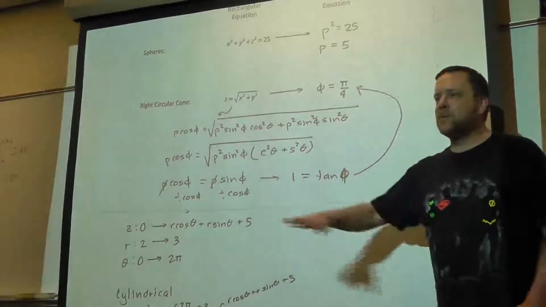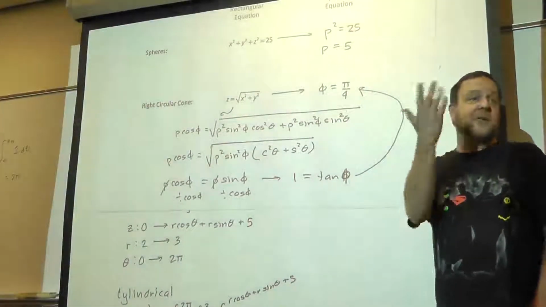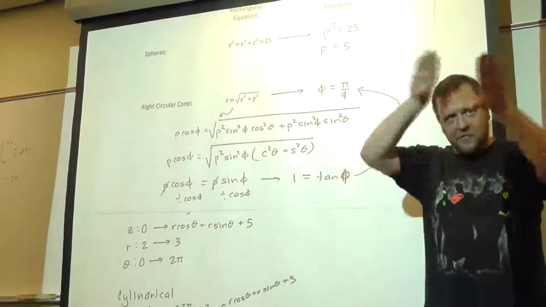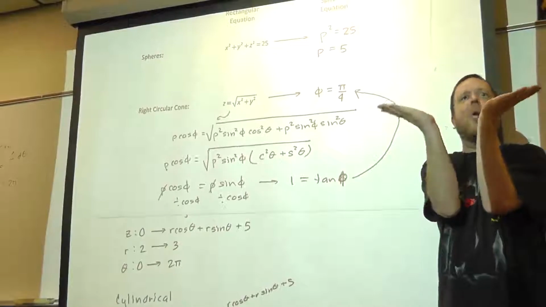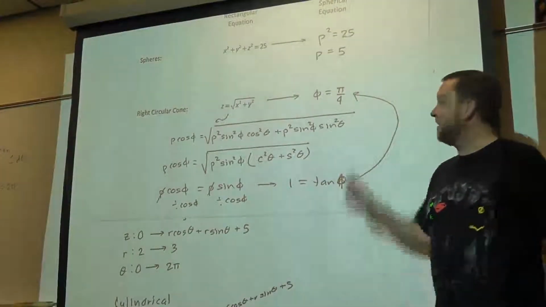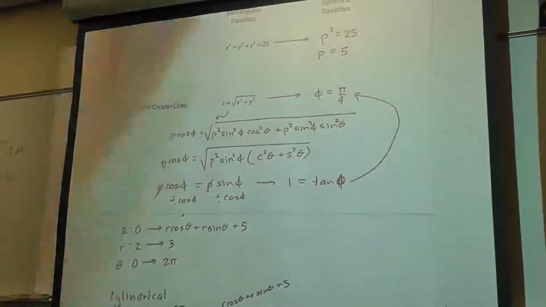What's the equation of the xy plane in spherical? Phi equals pi over 2, because any point on the xy plane would be at an angle of pi over 2 off the z-axis. Kind of like imagine taking that cone and widening it out until it's just flat, so that you get all the points on the xy plane at phi equals pi over 2. Kind of cool.